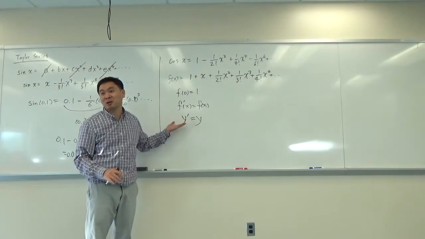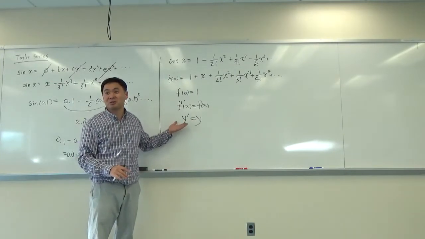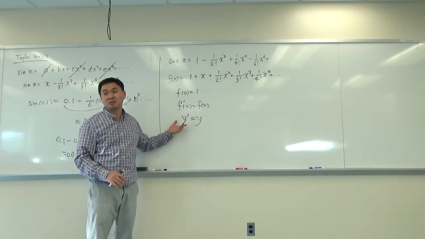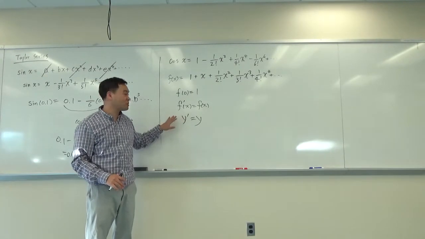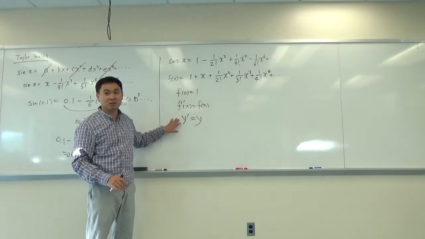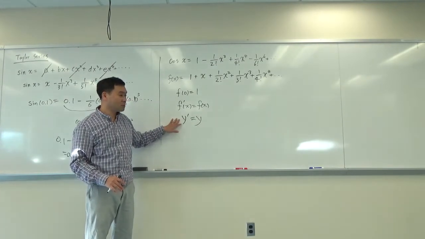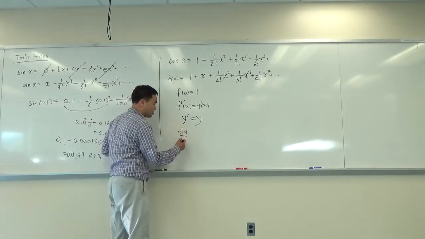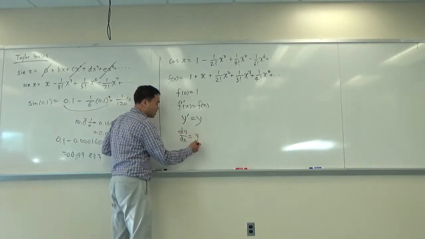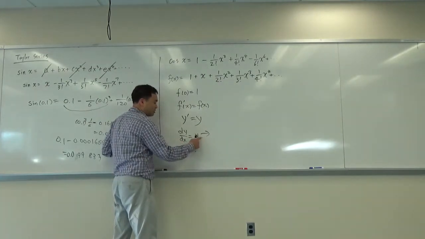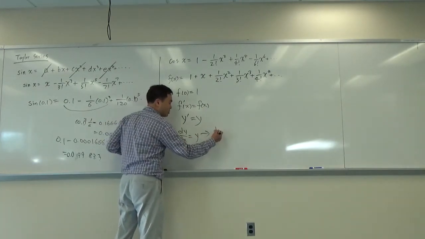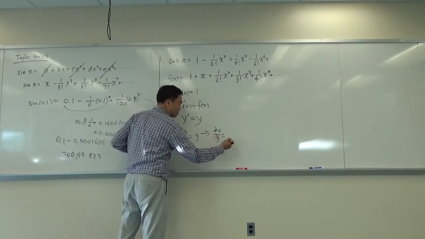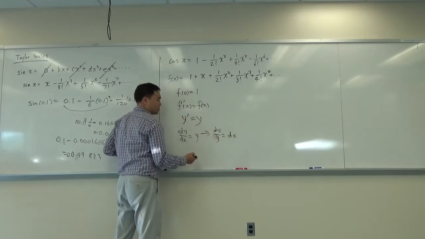y prime equals y. That's the simplest differential equation that you learn, right? So how do you solve this? Well, there are two ways. You can think of it as a first order linear, or you can solve it as a separable. To solve it as a separable, you write it as dy over dx equals y, and then you move the dx to this side, divide by y, so you have dy over y equals dx, and then you integrate both sides.